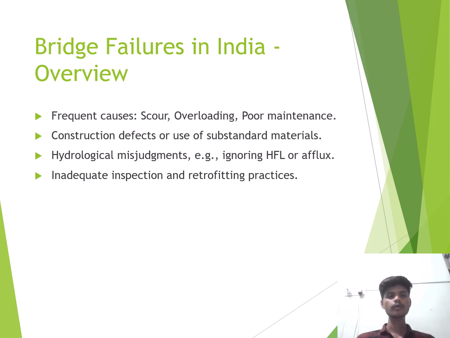Bridge failure in India overview. Frequent causes are scouring of the foundation, overloading, poor maintenance, and so on. There are many reasons for the failure of bridges. Construction defects or use of substandard material. Poor quality of material and construction also caused bridge failures in India. Hydrological misjudgments, for example ignoring HFL or afflux. It is very important to check the HFL or afflux of the river. Inadequate inspection and retrofitting practices.